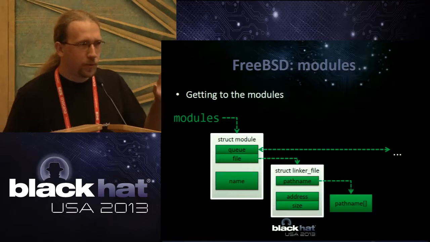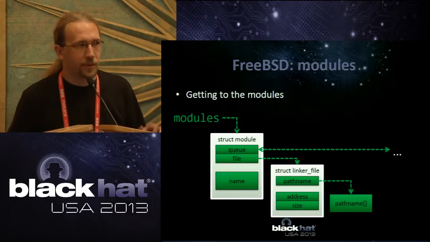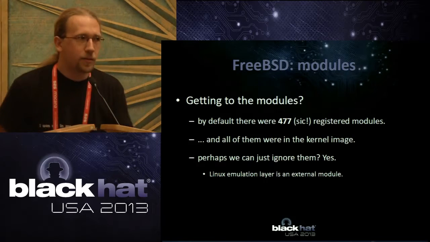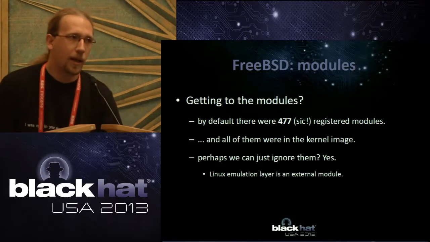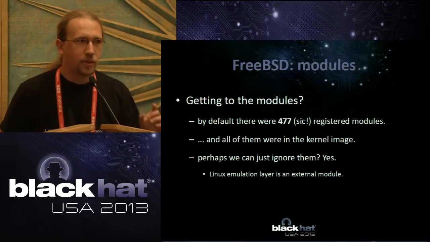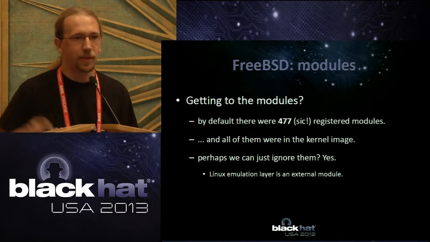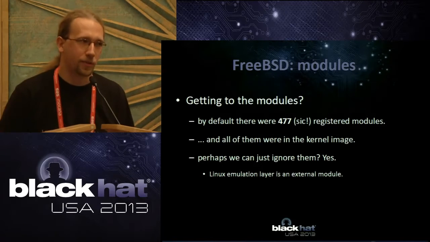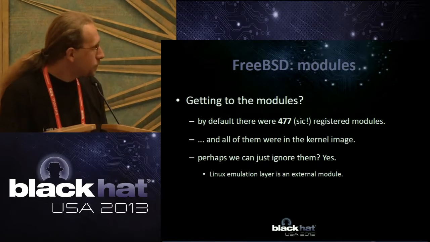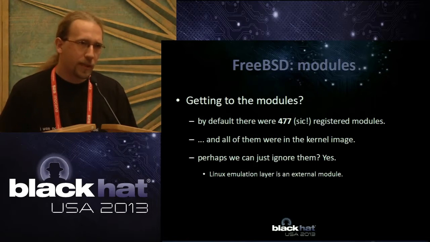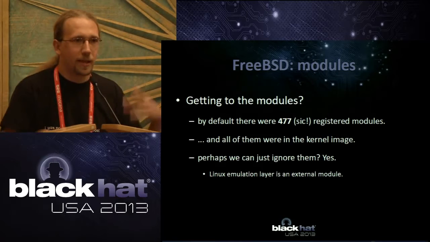If you would also like to get modules, you can do it the same way as on Linux, with some more deep traversing. However, we didn't bother, because it turned out there are 477 modules registered in FreeBSD by default, and each and every one of them is in the kernel image. So we can just assume that everything is in the kernel image and be done with that. This really speeds up the instrumentation, because we don't have to fetch data for 477 modules. So we ignored them. However, in the future, if we would like to test some modules, because FreeBSD supports external modules as well, we would probably need to re-enable the functionality.